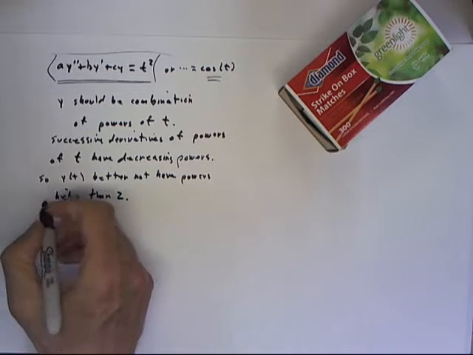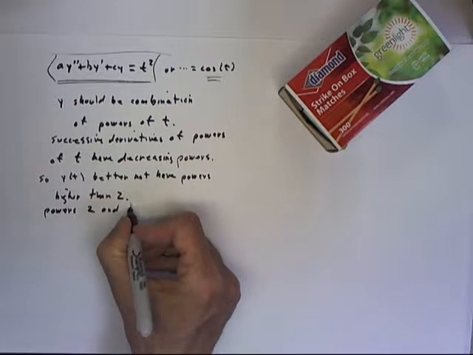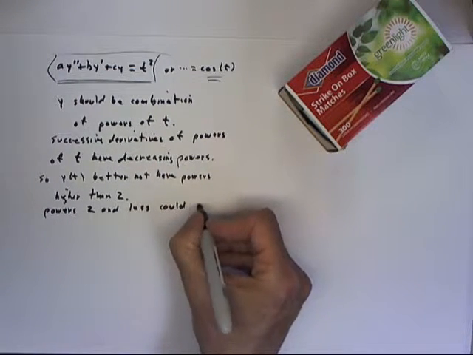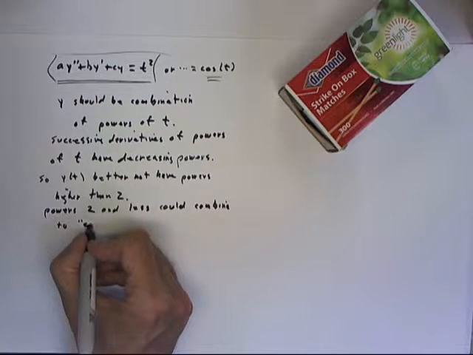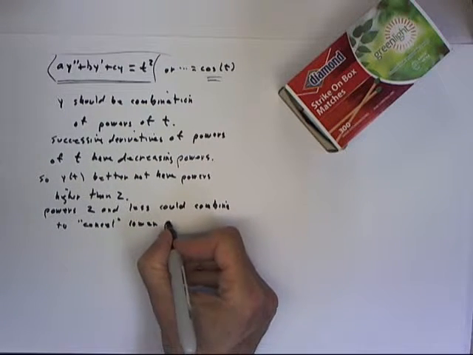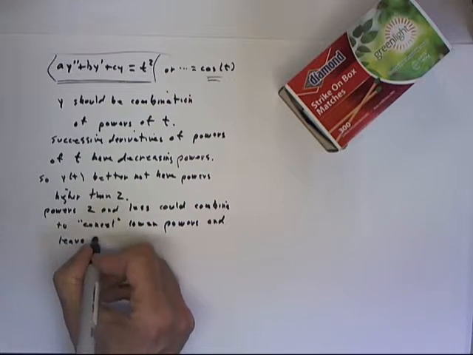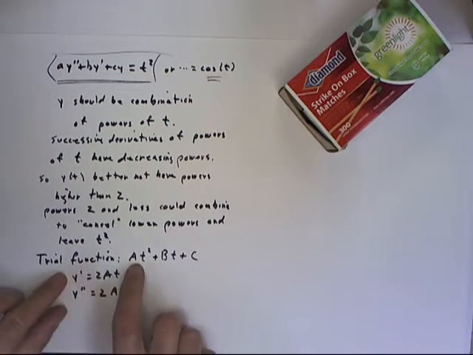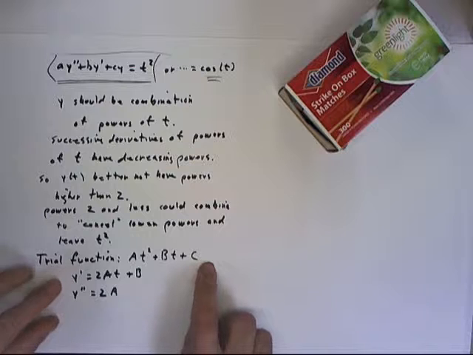We'd be stuck with that power and we wouldn't end up with t squared. We can also think ahead to say that powers less than 2, when you take their derivatives, could combine to cancel lower powers and leave t squared. So this gives us a trial function of the form at squared plus bt plus c. This would be our y function.